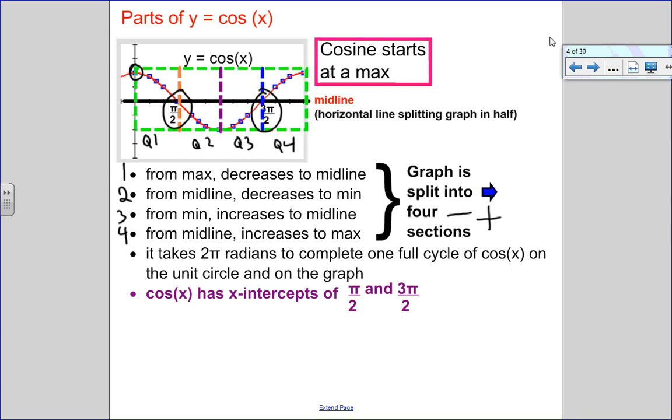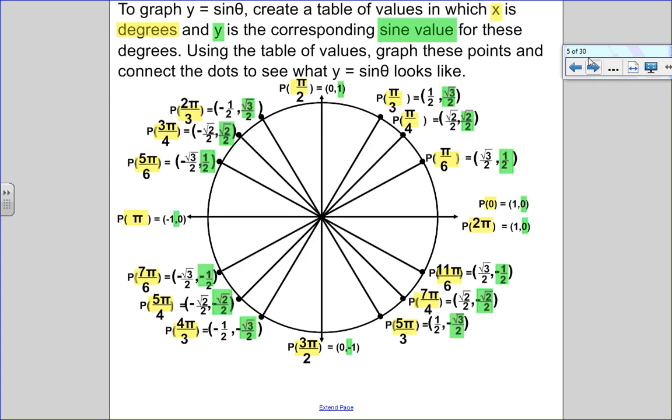Okay, let's do the same thing for sine. So back to the unit circle. This time I'm going to do sine. So I'm going to put all of the x-coordinates here, and we'll do this one in radians this time. Little typo there you guys can correct in your notes. So this will be in radians.